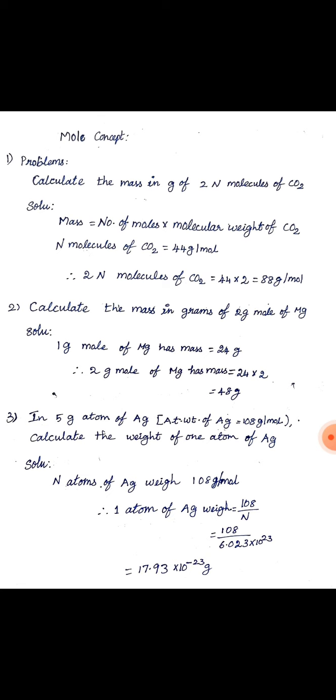N means Avogadro number. What is the Avogadro number value? As we all know, 6.023 into 10 to the power 23. After simplifying this value, you will be getting 17.93 into 10 power minus 23 grams. So we have seen 3 problems.